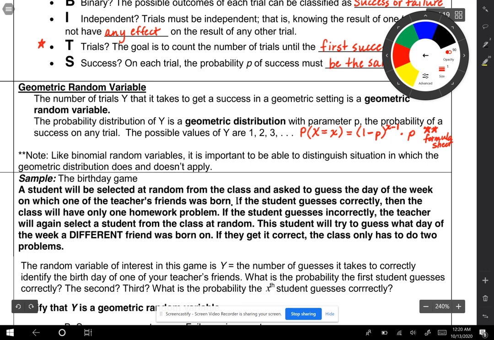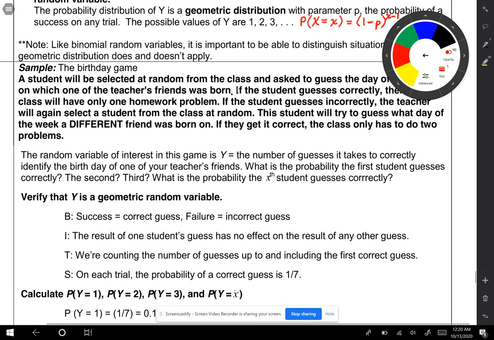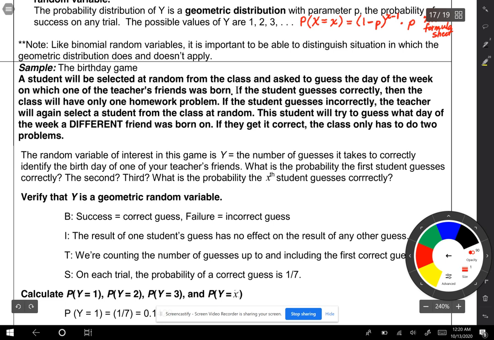Note, like binomial random variables, it is important to be able to distinguish situations in which the geometric distribution does and doesn't apply. Okay, let's do a sample problem. This is called the birthday game. A student will be selected at random from the class and asked to guess the day of the week on which one of the teacher's friends was born. If the student guesses correctly, then the class will have only one homework problem. If the student guesses incorrectly, the teacher will again select a student from the class at random. This student will try to guess what day of the week a different friend was born on. If they get it correct, the class only has to do 2 problems.